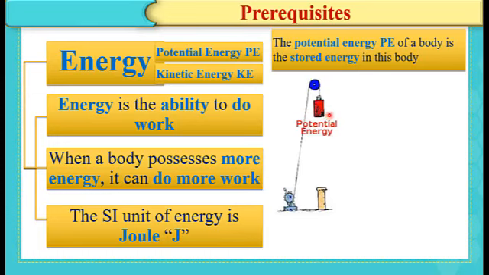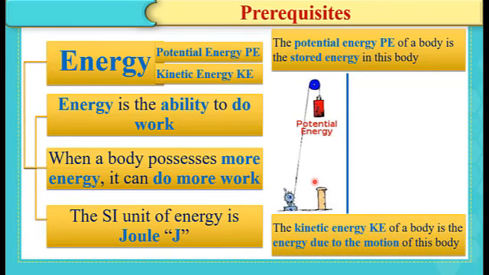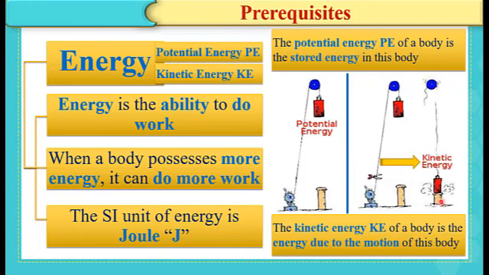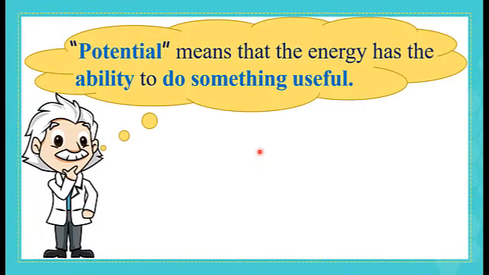This load has the potential to do work. For example, if we cut the rope holding the load, the stored energy will be released and work will be done. The kinetic energy of a body is the energy due to the motion of this body. When the rope is cut, the red load is moving. It possesses now kinetic energy due to its motion, and the moving load performs work and drives the wood deeper in the ground. Potential means that the energy has the ability to do something useful in the future.